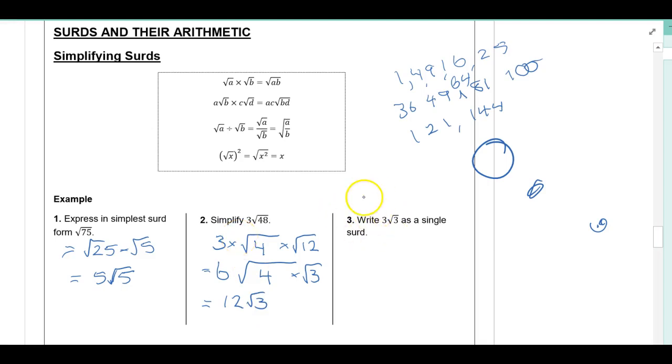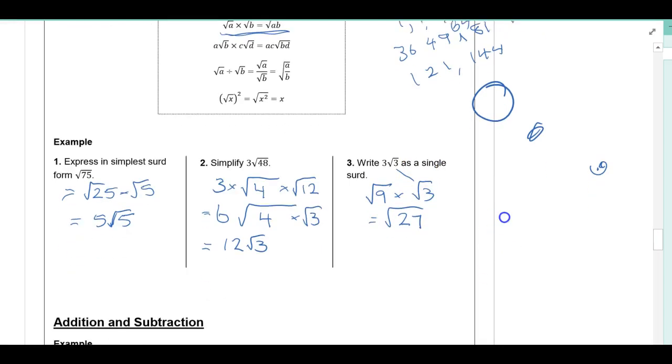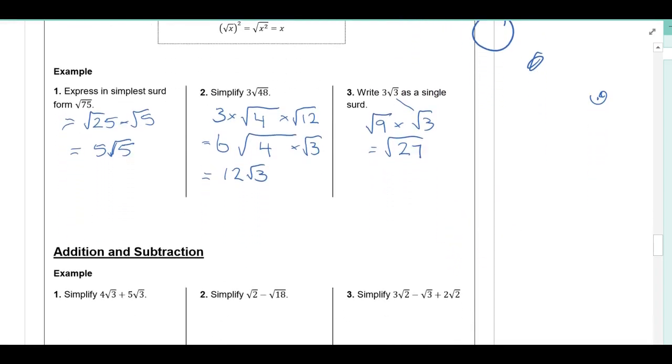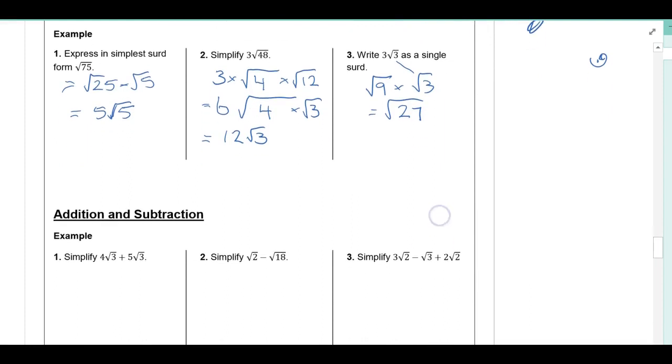If I need to work backwards, and I'm only using this top rule, I've got 3, which is root 9 times root 3, which is root 27. And that's it as a single surd. Okay, I can add and subtract only if they're the same underneath. So it's like algebra. This is 4 root 3 plus 5 root 3, it's 9 root 3.